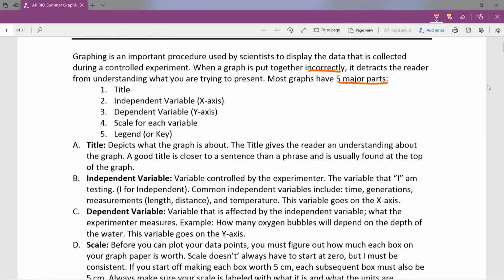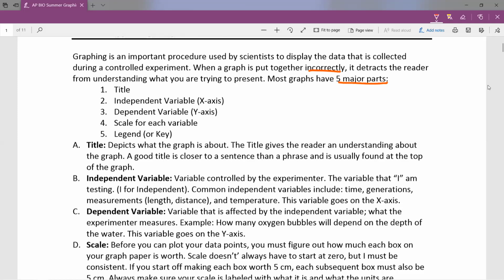Now, you can get a good thumbnail idea of the whole experiment or study that's being graphed if they did a good graph. See the 5 parts listed there: title, independent variable on the x-axis, dependent variable on the y-axis, scale, and legend or key.